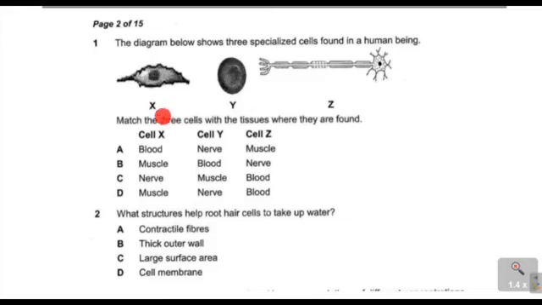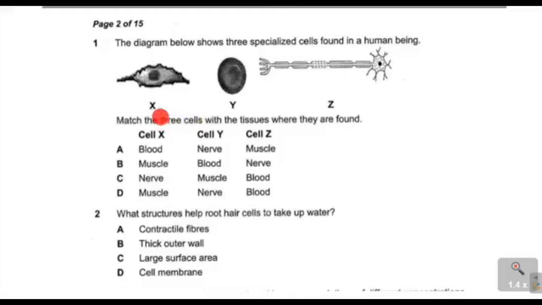All right, so we've come to the second question. The question reads, the diagram below shows 3 specialized cells found in a human being. So these are animal cells. We have cell X, cell Y, and cell Z. The question reads, match the 3 cells with the tissues where they are found. So cell X, this is the muscle cell. Then we have cell Y, this is the red blood cell. Then we have cell Z, which is the nerve cell or the neuron.